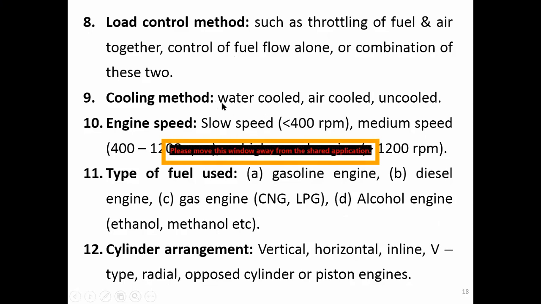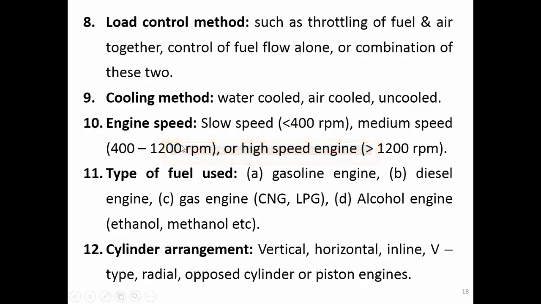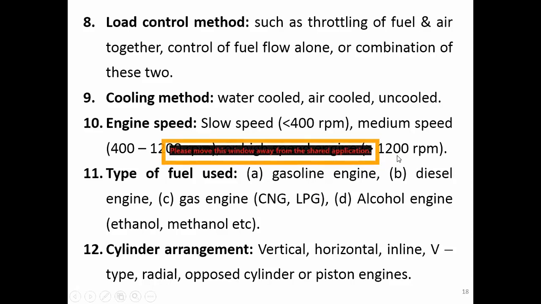So we have the slow speed engine, which will never go above 400 RPM. This is normally used in ship or marine applications. We have the medium speed, which is about 400 to 1,200 RPM. This is normally used in the engine that runs the generator. And the high speed, which is more than 1,200 RPM. This is used in transportation.